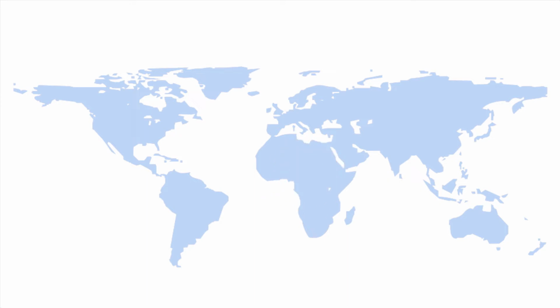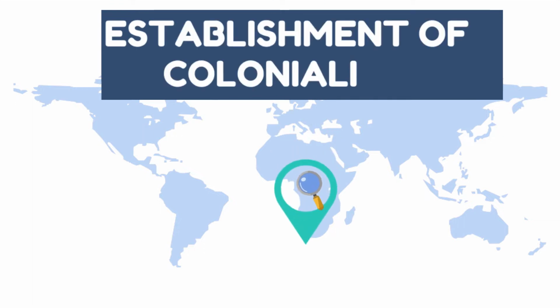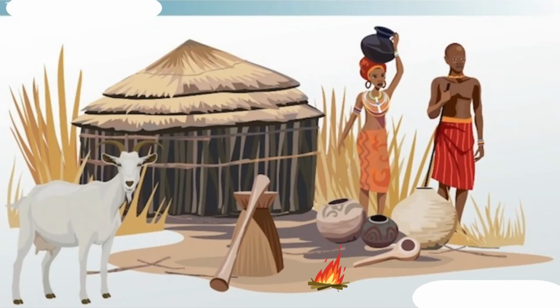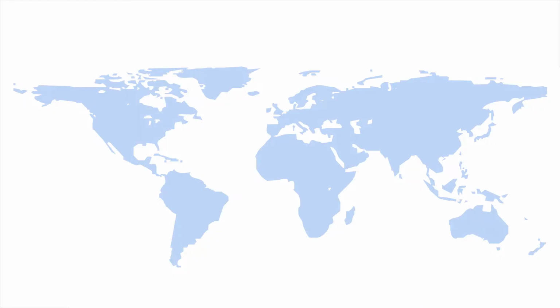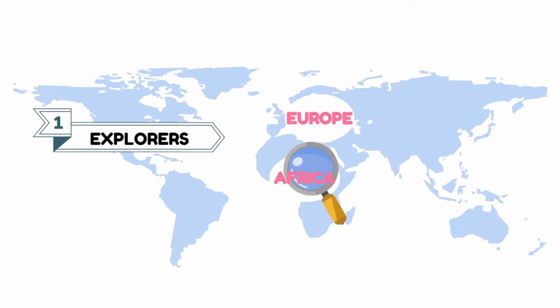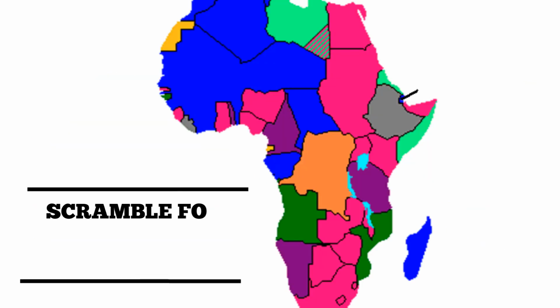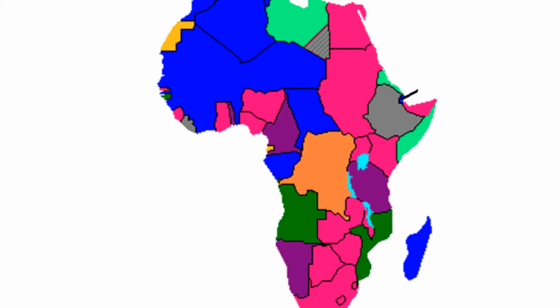Hello class, in this video we are going to discuss how colonialism was established. Before colonialism, Africa and its interior were not known to the outside. The interior of the African continent was exposed to the European world after the work of agents of colonialism, as discussed in the previous video. The Scramble and Partition of Africa. Now, let's talk about the Scramble and Partition of Africa.